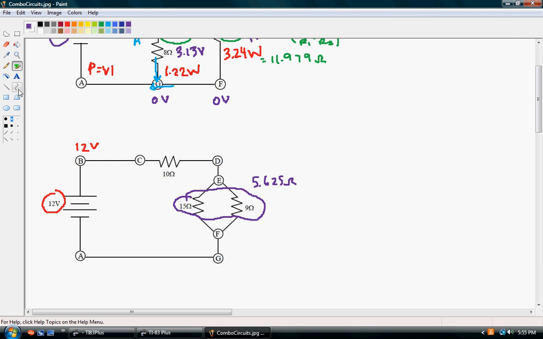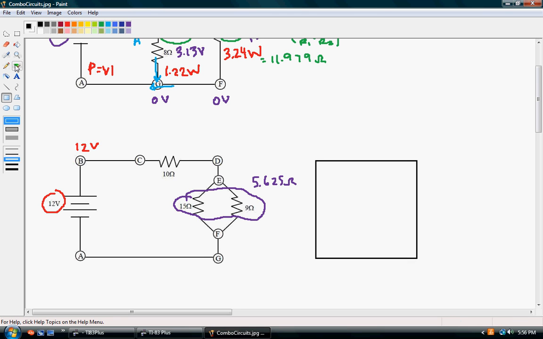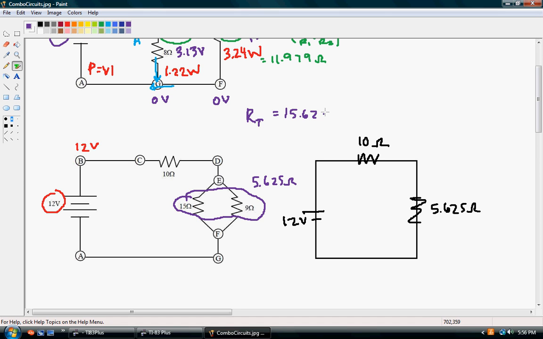ohms. So we can actually redraw this to make a more simple looking circuit. We had our battery over here and it was 12 volts, and then we have our 10 ohm resistor, which is just hanging out here, and then we have an equivalency of 5.625 ohms for those two resistors in parallel. So we can actually find our total resistance, which I'll write in purple. Total resistance would be 10 plus 5.65, so we get 15.65 ohms.